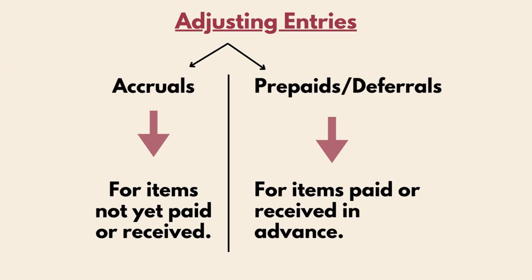So what kind of entries are we adjusting? We've got two main categories. Accruals. This is for events that happened but haven't been paid or received yet. Prepaids and deferrals. This is for events you paid or received early but haven't used or earned yet.